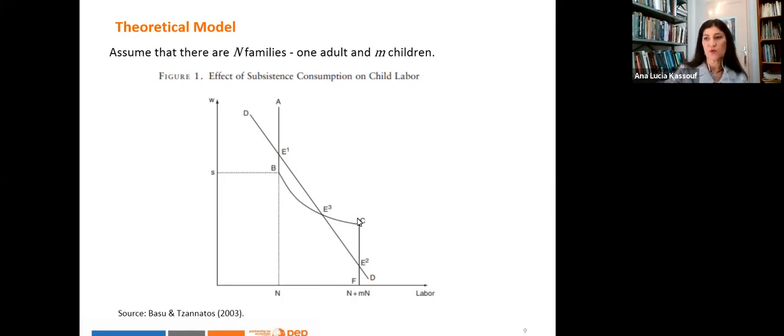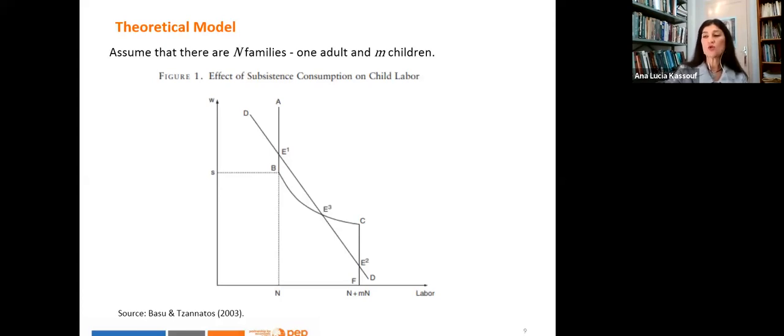And then we are back to a supply curve that's perfectly inelastic. So the curve ABCF is our supply curve. If we think of a standard downward sloping demand curve for labor, then we have two stable equilibria, E1 and E2. At E1, which is this point here, we have wages above the subsistence level, and only adults are working. Okay, so at E1, we say it's a good equilibrium.